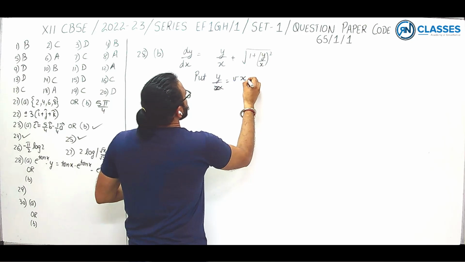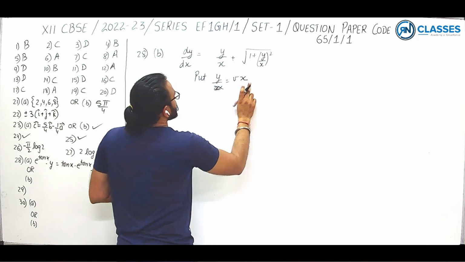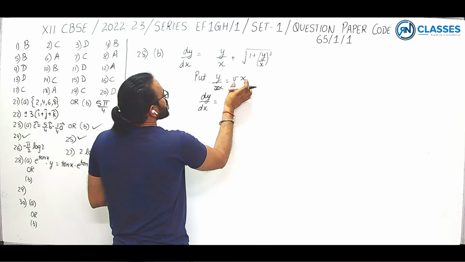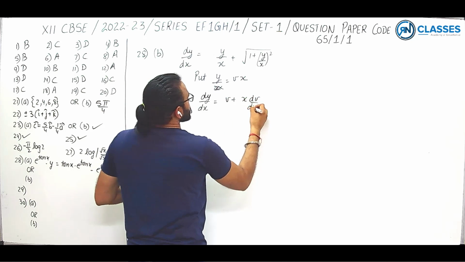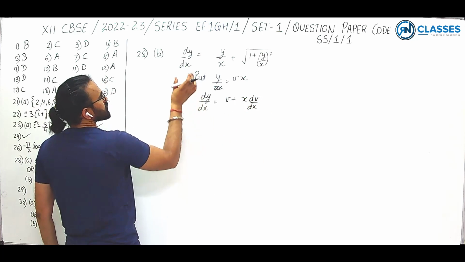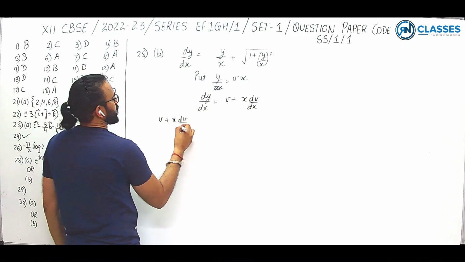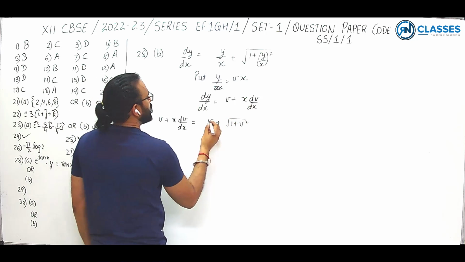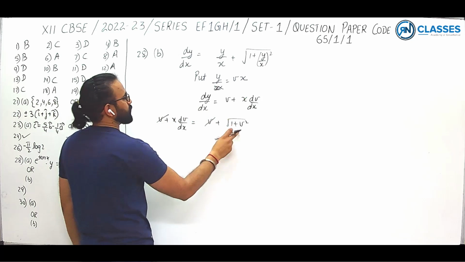क्रॉस मल्टीप्लाई करेंगे, since we need dy by dx, differentiate this with respect to x, so we will get dy by dx equals to, here we will apply product rule, v plus x into dv by dx. dy by dx की वैल्यू सब्स्टिट्यूट करेंगे in the above, v plus x dv by dx equals to v plus root of 1 plus v square. v gets cancelled out, so finally x dv by dx will be equal to this.